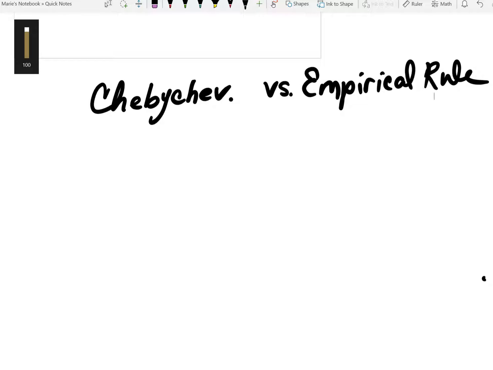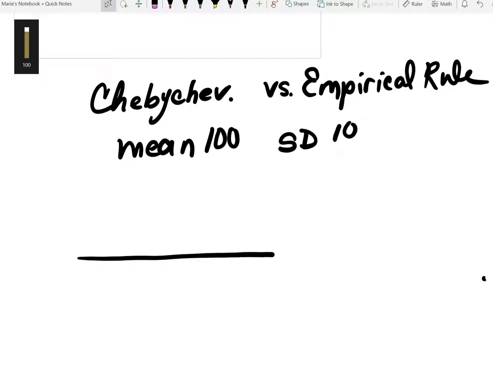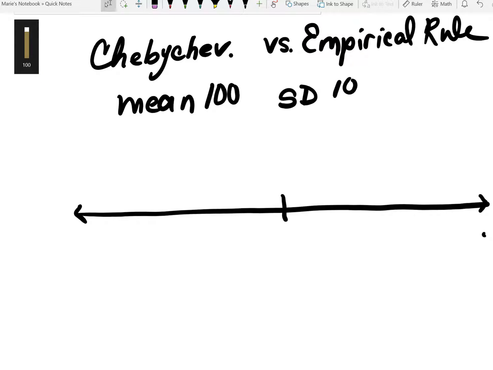Now what they do in the question, they state a mean, and they give you a standard deviation within the question. So let's say hypothetically for this example, they tell you that the mean is 100 and that the standard deviation is, let's go with 10. So the first step that I would take if I were you as a student is I would draw a line to represent the values of the normal distribution or of the Chebychev distribution.